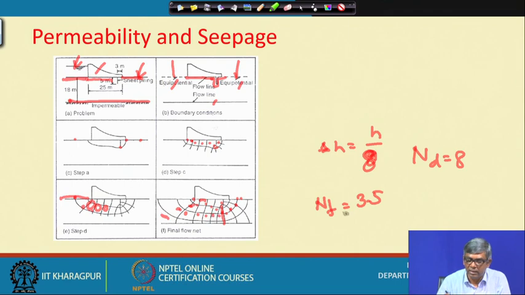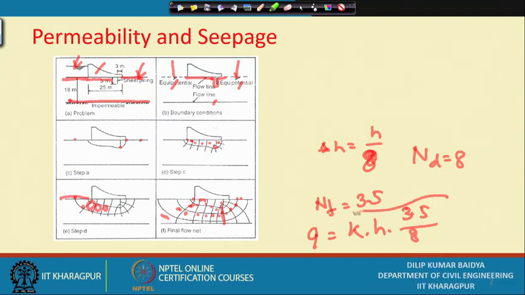So, N F can be considered partly 3.5, suppose. Then from this figure I can find Q equal to K, which is known, H is known, N F suppose 3.5 and N D is 8. So, from this equation I can find the Q. This is the procedure to draw the flow net, and this is the equation finally used for calculating the seepage. Of course, this is not a very easy job. One has to do a large number of trials and practice, then only can one get this type of flow net.